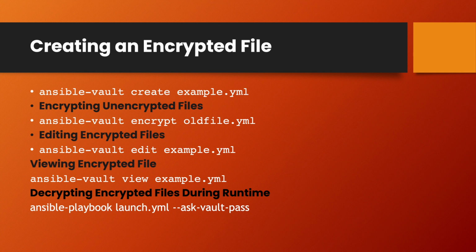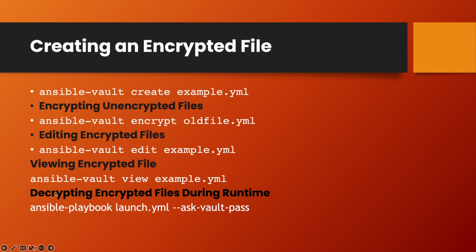Whenever you have to create an encrypted file, we have a command called ansible-vault create and your playbook name. When you have to encrypt any file, generally we do ansible-vault encrypt and your file name. If you want to edit your encrypted file, you have the option ansible-vault edit and your file name. If you want to view your encrypted file, ansible-vault view and your file name.